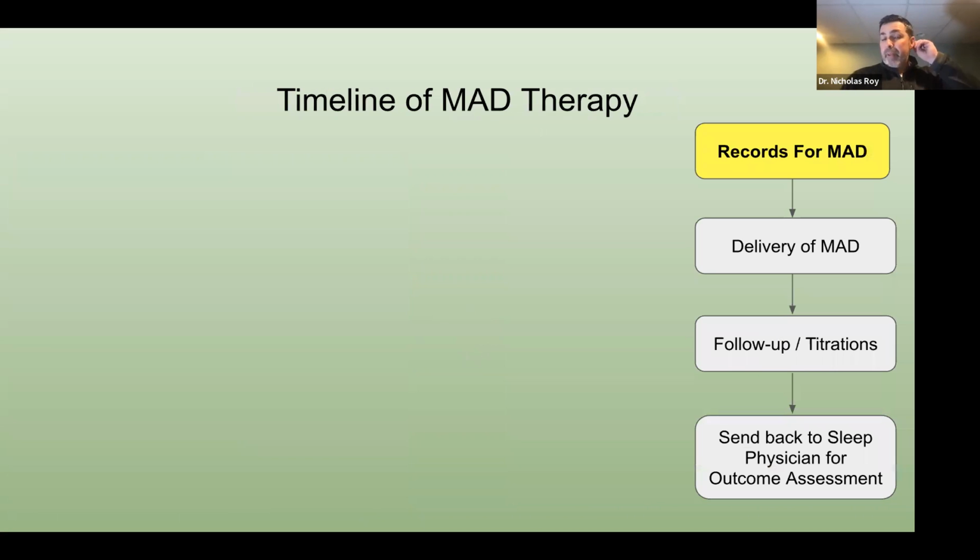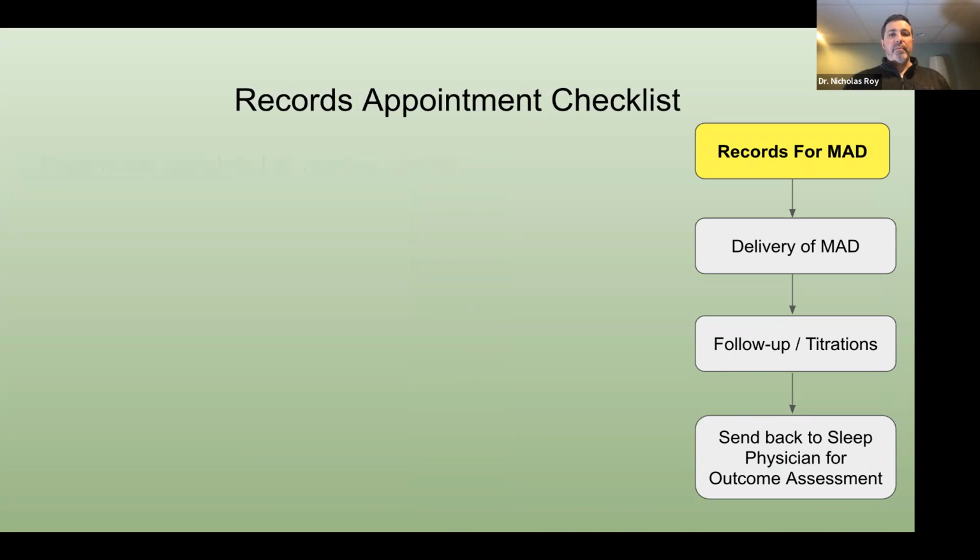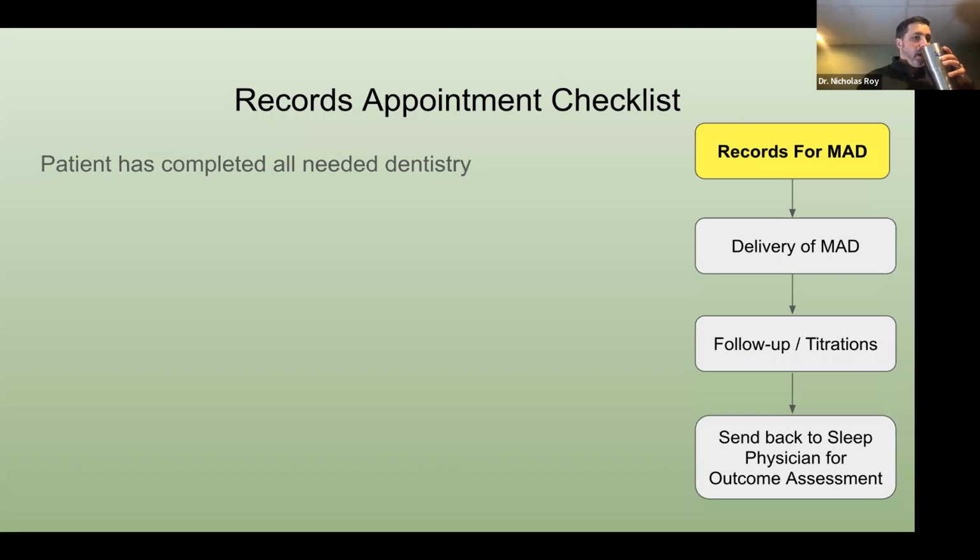What is the timeline of mandibular advancement device therapy? Well, after you've identified the patient and you have the prescription, you then start with the records. Although obvious, you have to make sure that the patient's dentistry is completed. You're not putting these appliances on an active perio patient or a patient with decay. You then need to obtain an upper and lower PVS or the impression of your choice, impression or a digital scan.